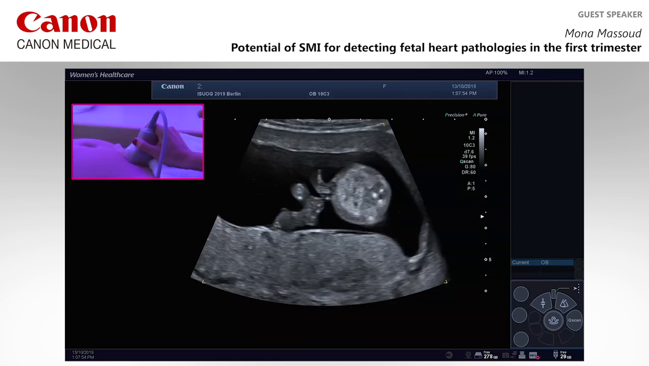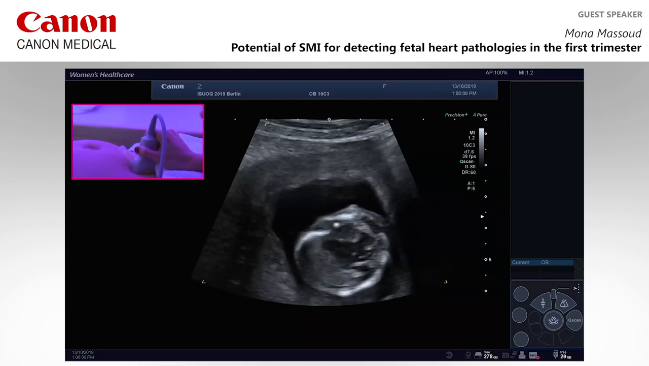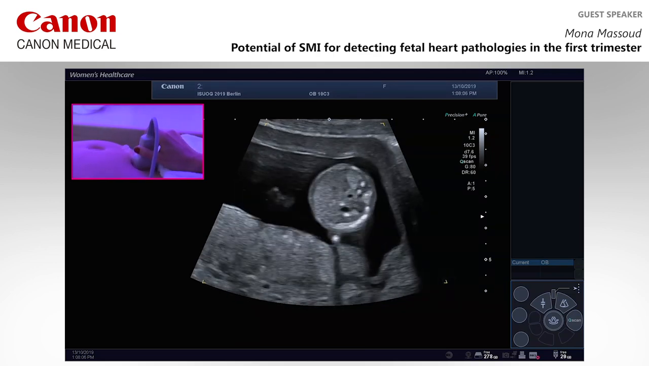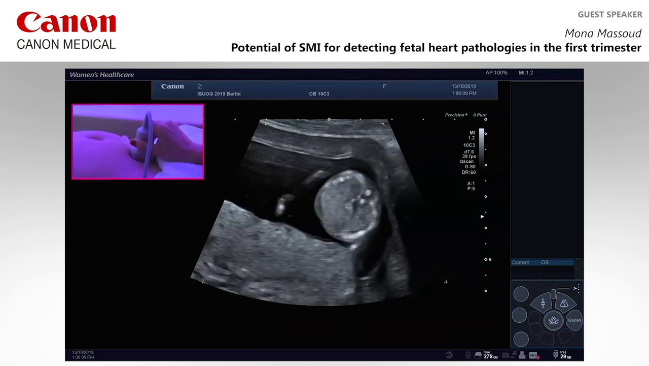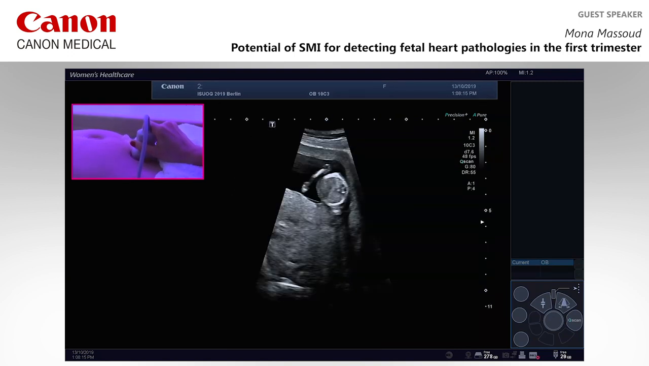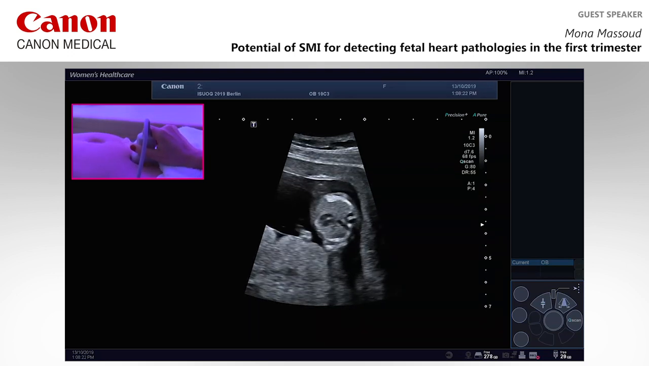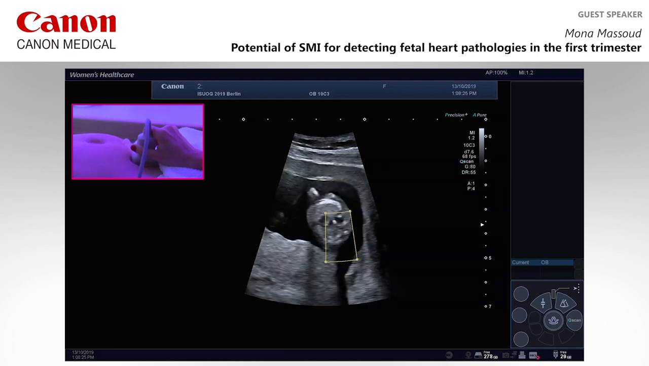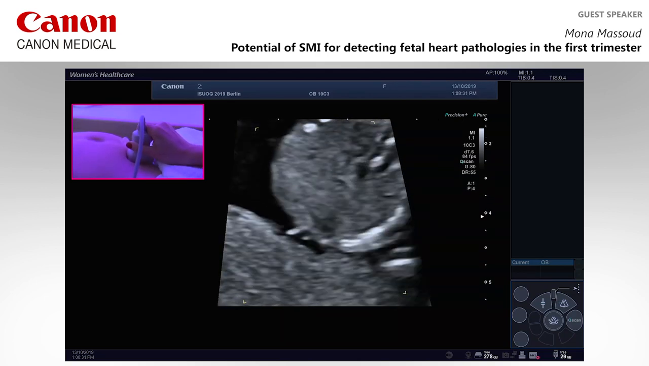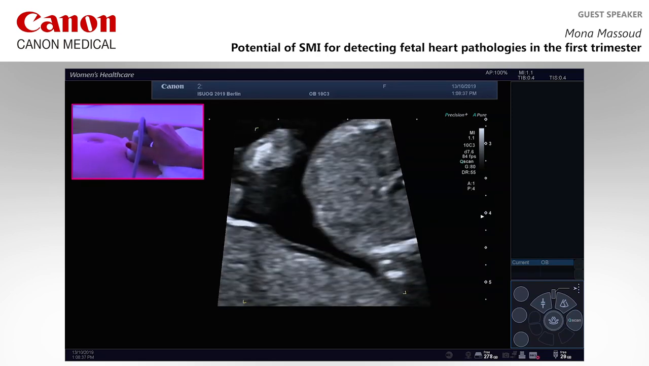So we will explore the fetal heart as we do it during the second trimester. We go from the fetal head to the fetal chest. We check the position of the stomach and the heart apex. So here is the fetal heart axis, the four chamber view of the heart. The difficulty during first trimester scanning is that the fetus moves a lot, but here is the challenge.